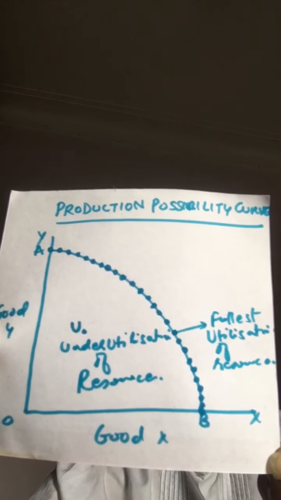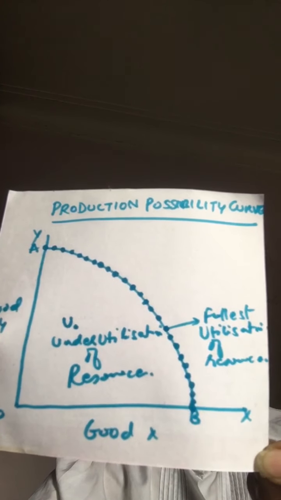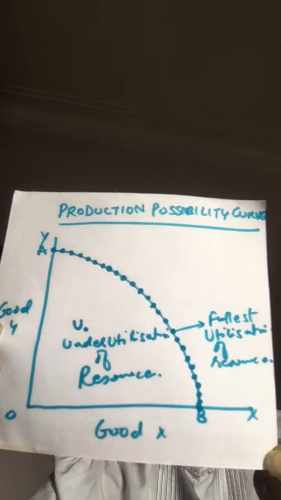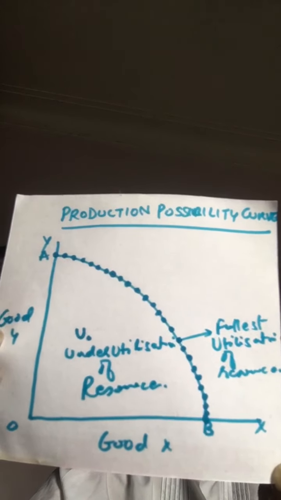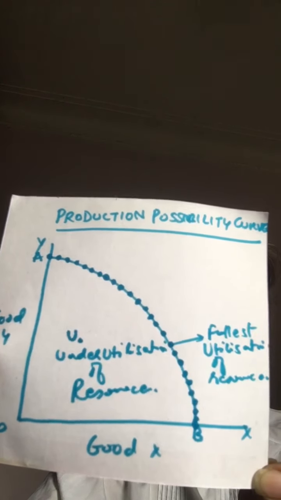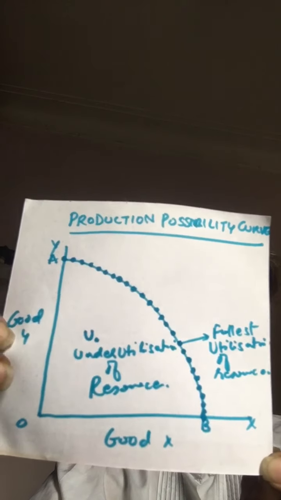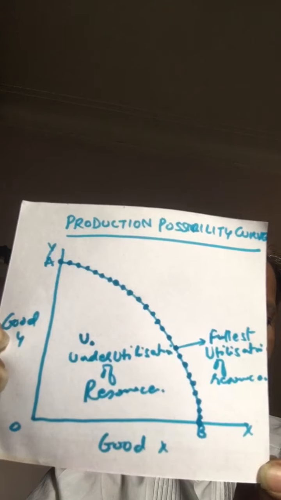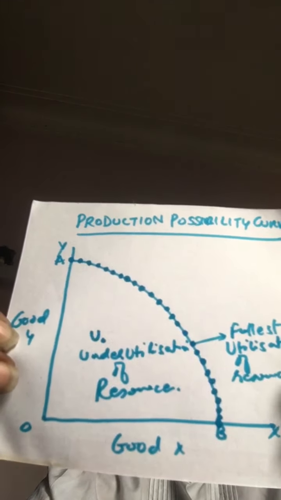That means as we move along the PPC, resources from one good are transferred to the production of the other good. Thus, one good is transformed into the other good. And sometimes it's also known as the opportunity cost curve. The slope of the curve at each point measures the opportunity cost of one good in terms of alternative goods sacrificed. The rate of this sacrifice is called MOC, that is marginal opportunity cost.